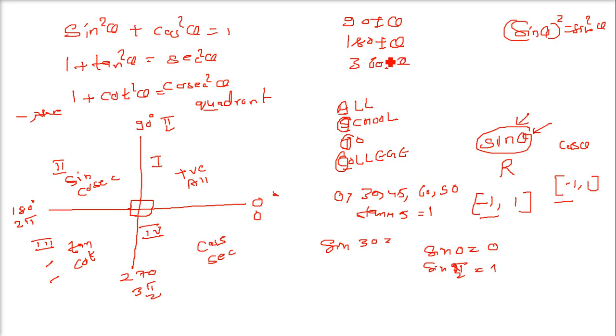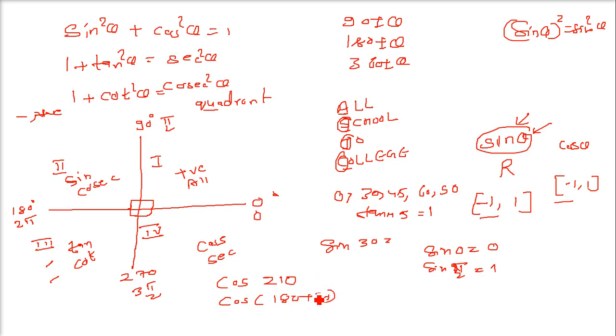So how to find out the value and the sign of an allied angle? I will take an example. Say somebody told you that you have to find out cos 210 degree, right? So what you will do, this is an allied angle. So you will write cos 180 plus 30. Okay, cos 180 plus 30.